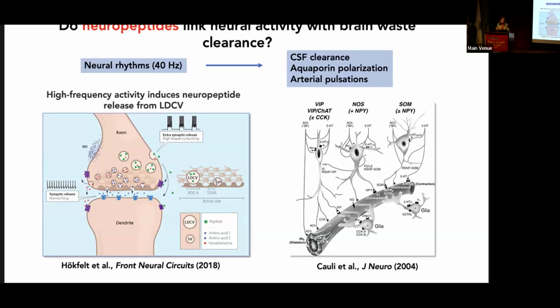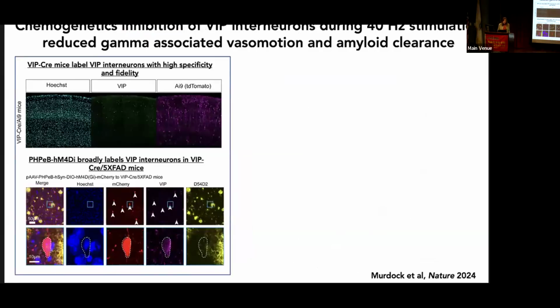So based on all of this, we wanted to test a hypothesis. We think that the high frequency neural activity triggers the VIP neurons to release VIP neuropeptides, and the VIP neuropeptides in turn bind to the receptors and trigger this cascade of downstream events to promote lymphatic clearance.